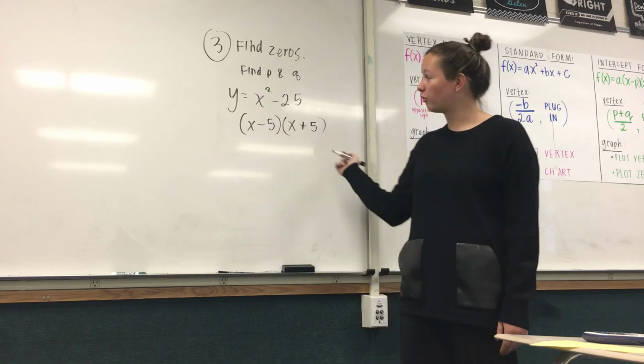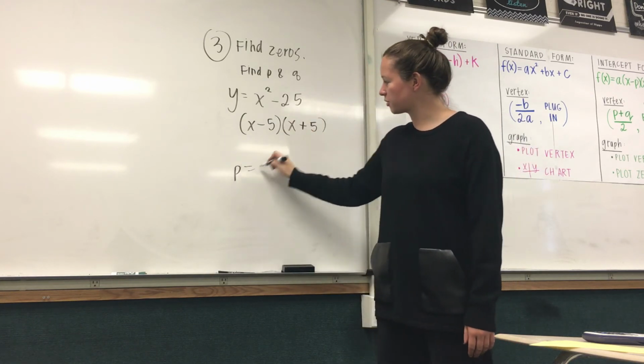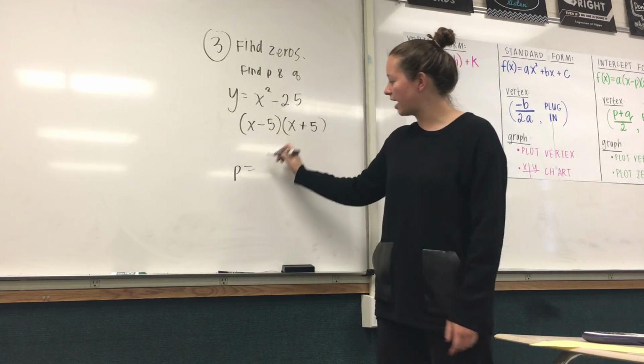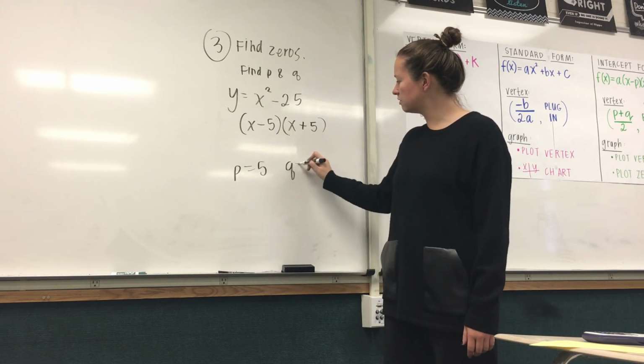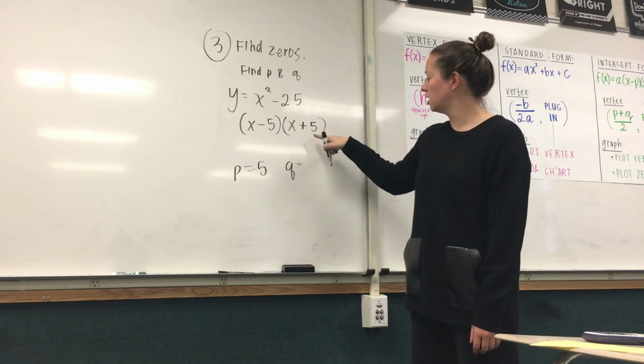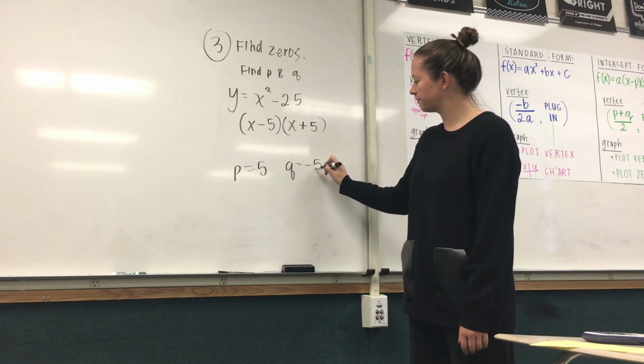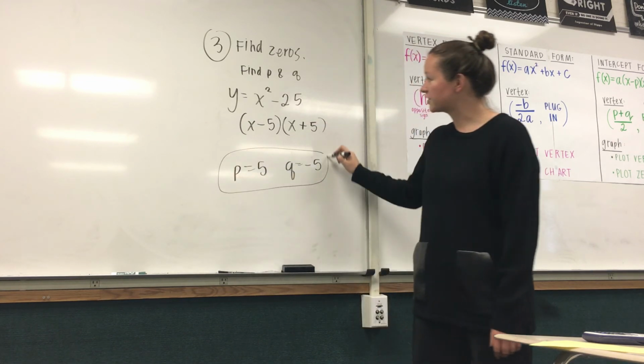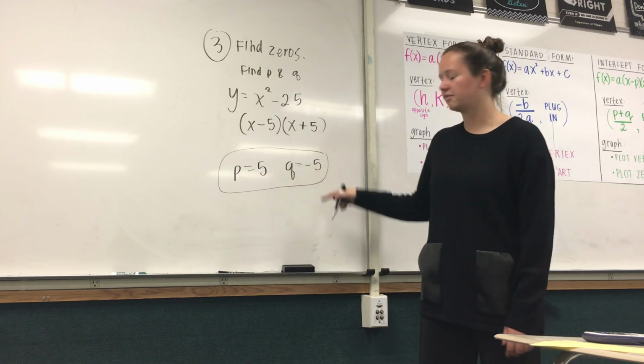Now that you have this in factored form, P is the first one, but it's the opposite. Opposite of negative 5 is 5. And then Q is the second one, but it's opposite. Opposite of positive 5 is negative 5. So that's your answer. Your zeros are going to be 5 and negative 5. That's it.